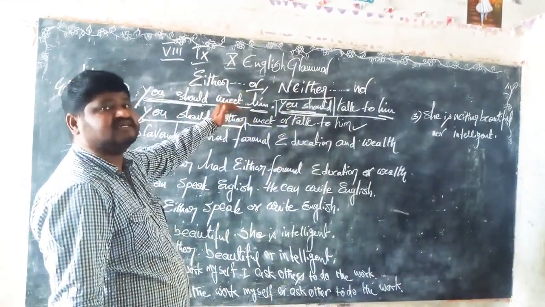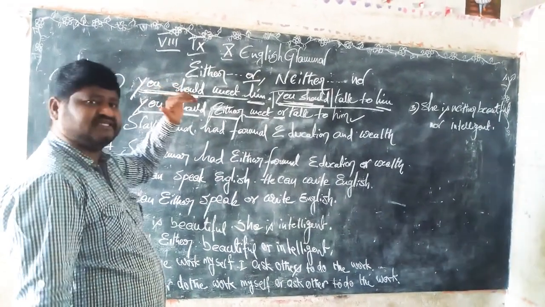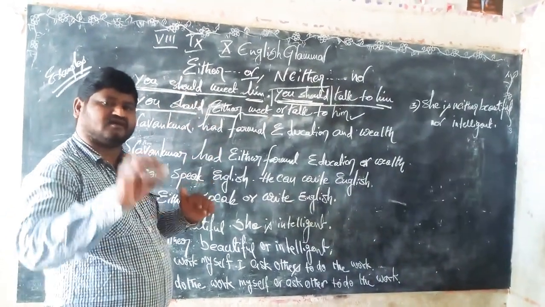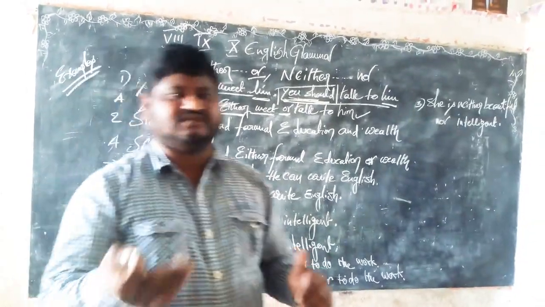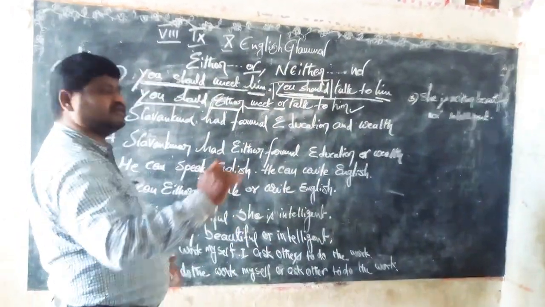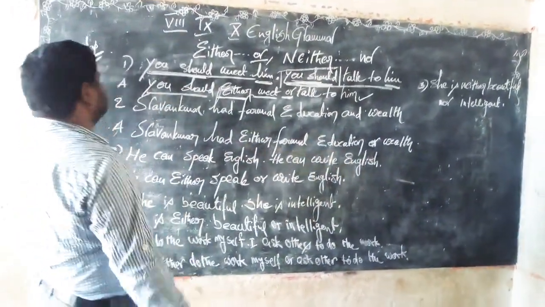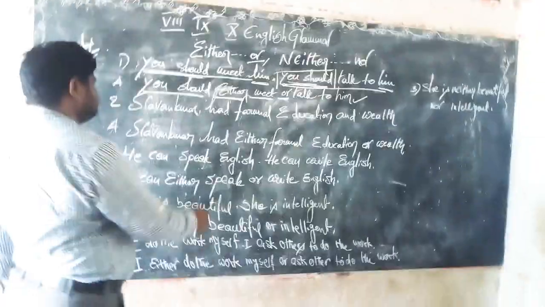This is the sentence. In the two sentences, first we need to understand and identify similar words or different words. In the second sentence, remove the similar words or different words, and as it is, write after the words. Okay, friends? Shall we go for the next one?